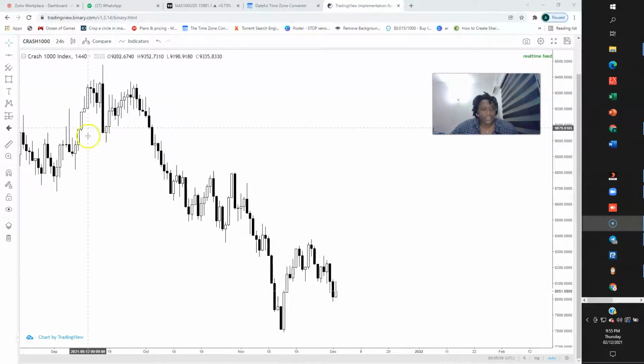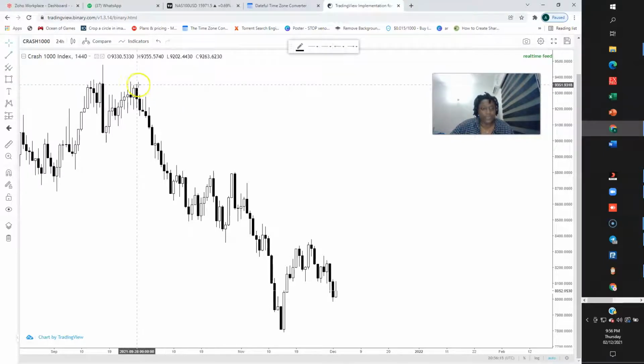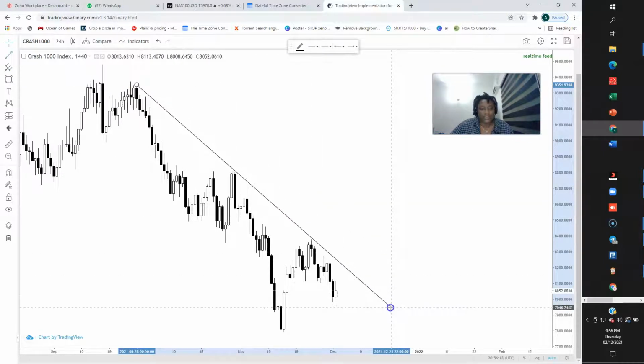So this is Crash 1000 on the daily time frame. I like to look at my charts from really high time frames because higher time frames tend to give us a clearer picture of what goes on in the market. We know the market's direction, and then we're able to use smaller time frames to take our entries. So if you see here, you can already confirm that price is in a confirmed downtrend on the daily chart.